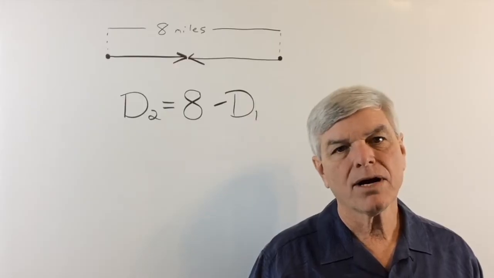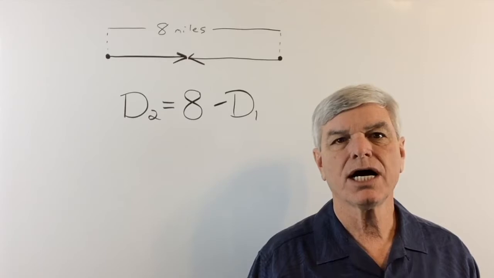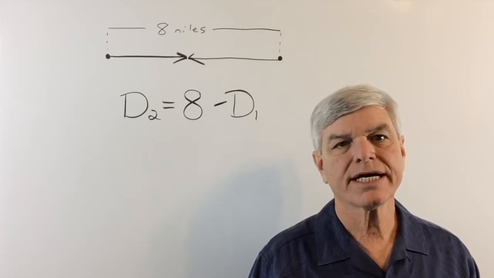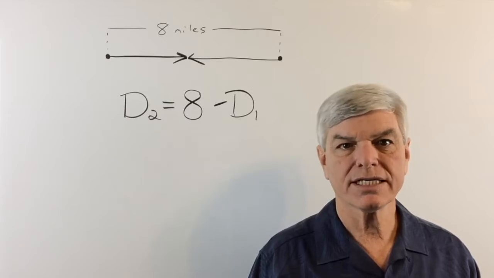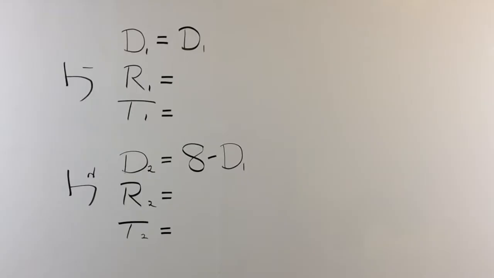Now, if you go back to the problem, you'll see that the first jogger was jogging at 4 miles per hour and the second jogger was jogging at 6 miles per hour. So let's list those. R1 is going to be 4. And R2 is going to be 6.